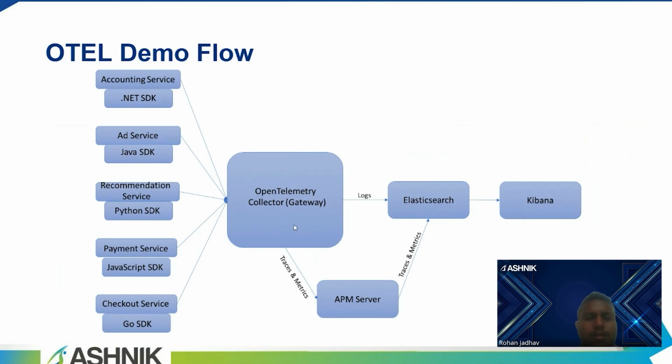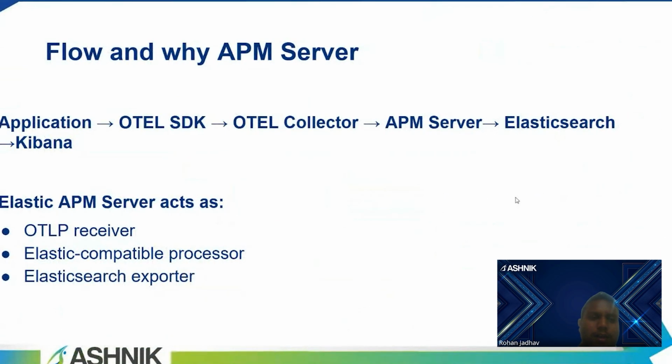After receiving it, as I explained in the architecture, the traces and metrics are sent to the APM server. The APM server ingests that data into Elasticsearch, so we can enable the APM observability UI, and the logs are directly ingested into Elasticsearch, and we can access them through Kibana. So this is the architecture.